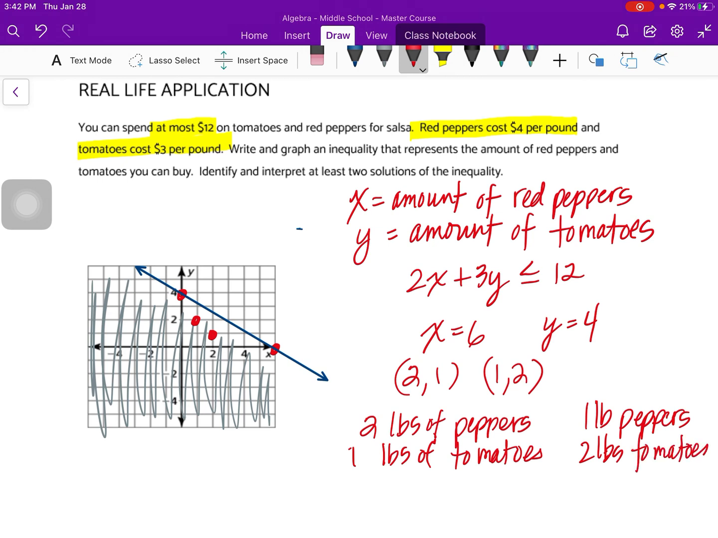Okay, notice I didn't choose anything over in this section here, and that's because we're talking about a real-life application problem, and I can't have a negative amount of peppers or a negative amount of tomatoes. So really anything that falls within this little triangular region right here is part of my solution set for this real-life application problem.